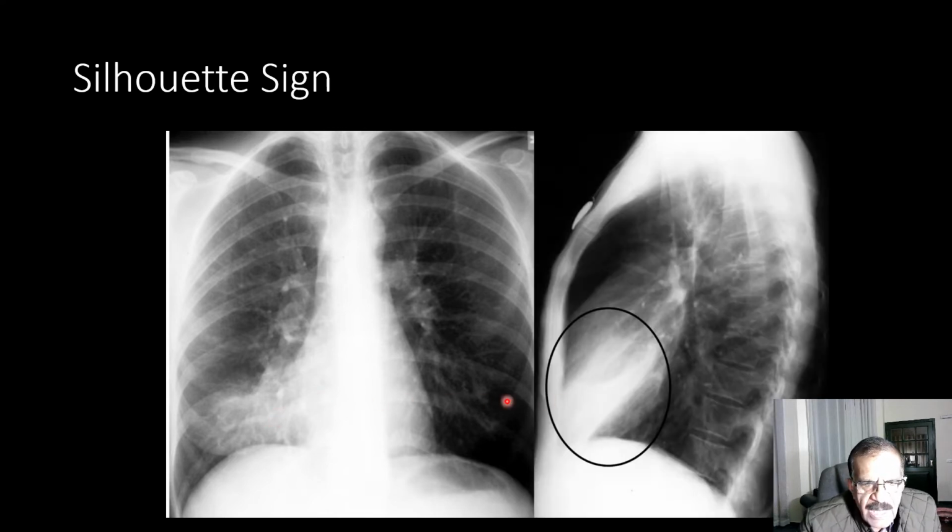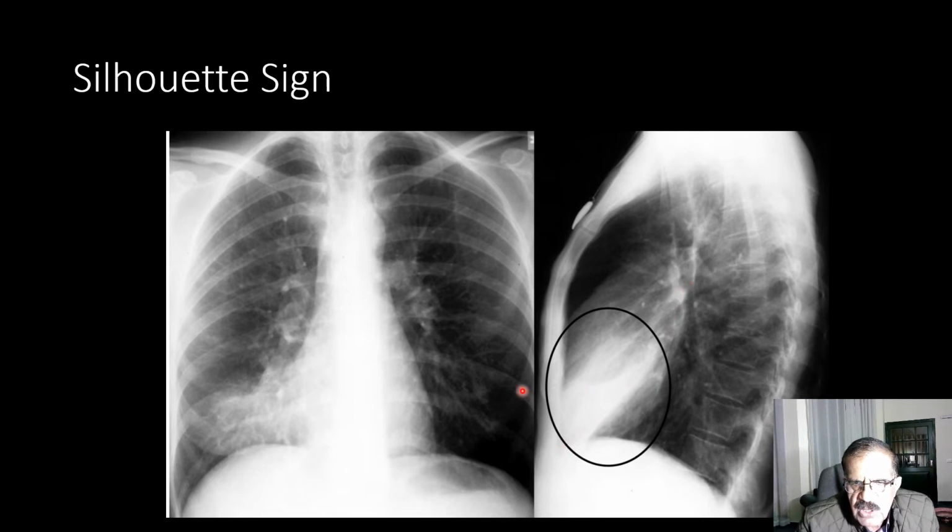Now, if we see the lateral film, the silhouette sign says that if consolidation is in actual physical contact with the heart, then you will not be able to differentiate two structures separately from each other, right? You don't appreciate right cardiac border here because this consolidation is in actual contact with the heart, and that is shown here. This is the oblique fissure and this is the consolidated part.